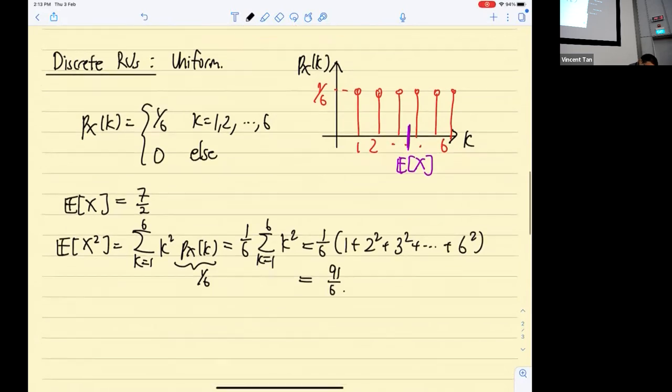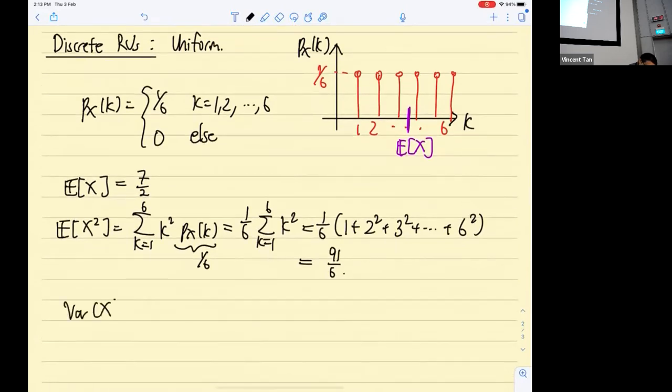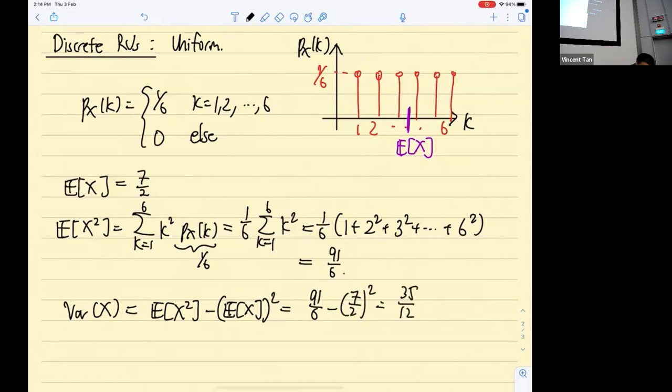Now the variance, you're going to plug it into the formula again, variance of X. That is nothing but the second moment minus the first moment quantity squared. That is 91/6 minus 7/2 squared. And this is going to be 35/12. Okay, so this is some simple standard calculation here that you should be able to do.